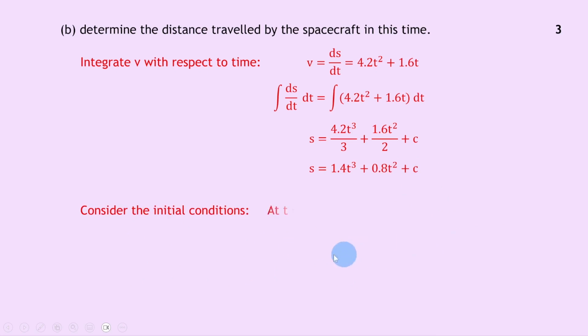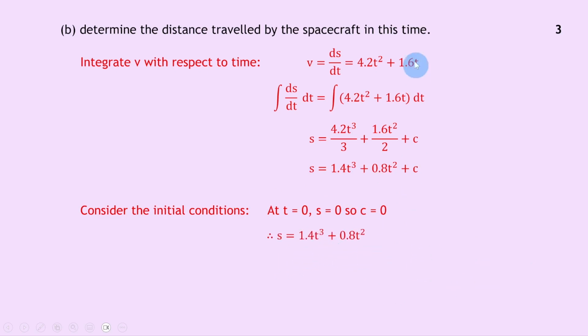And remember that's just what happens at time t equals 0. So at time t equals 0, we can say that the spacecraft hasn't travelled any distance, so its displacement s is equal to 0, and therefore if we substitute in t equals 0 into here and s equals 0, then we get c equals 0. So we can rewrite s as s equals 1.4 t cubed plus 0.8 t squared.